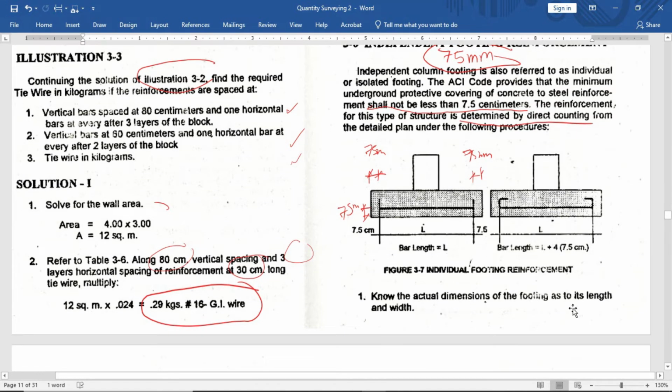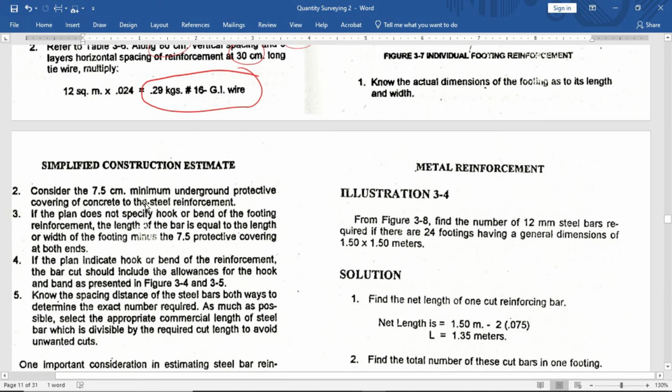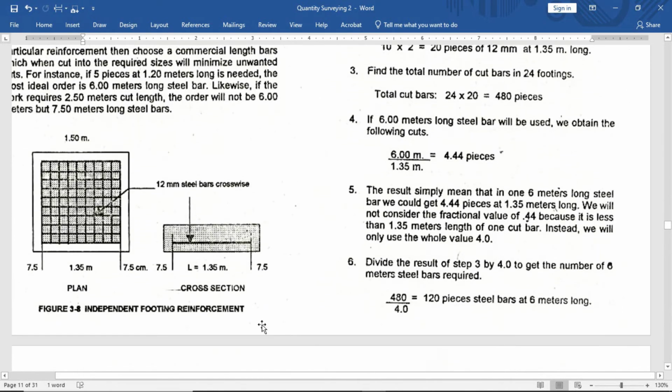Know the actual dimensions of footing as to its length and width. So, consider 7.5. Yan yung mga conditions natin.